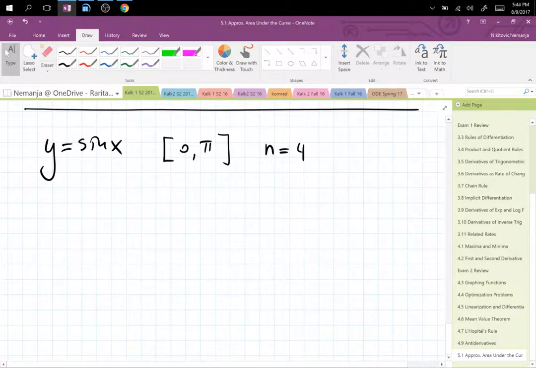So this is just the first bump of the sine graph, and 4 rectangles. Let's see what you get.